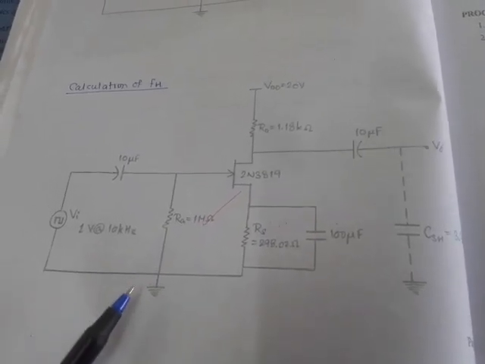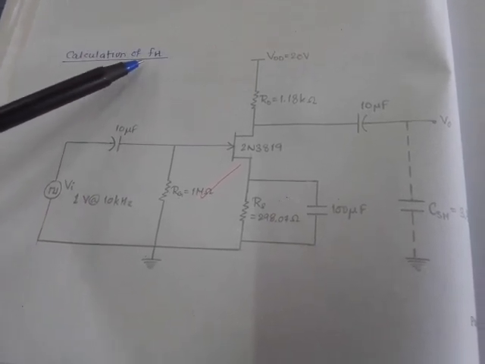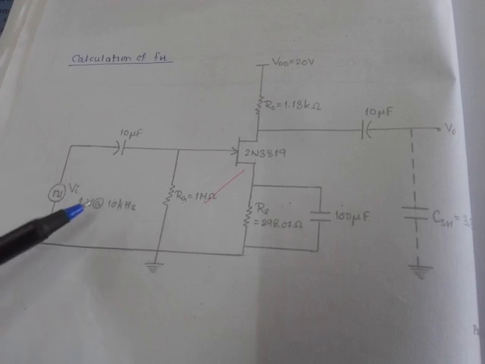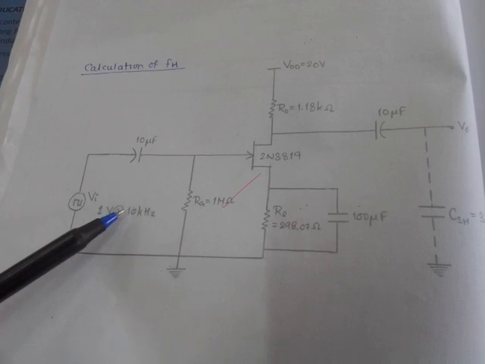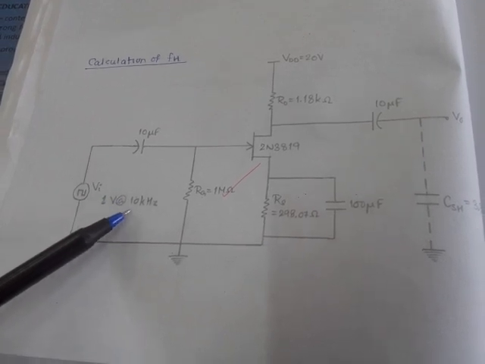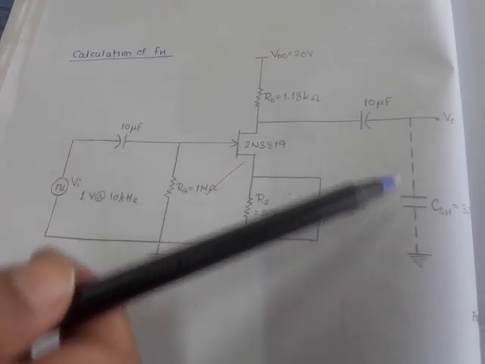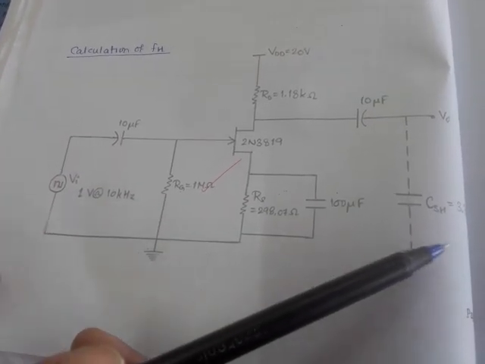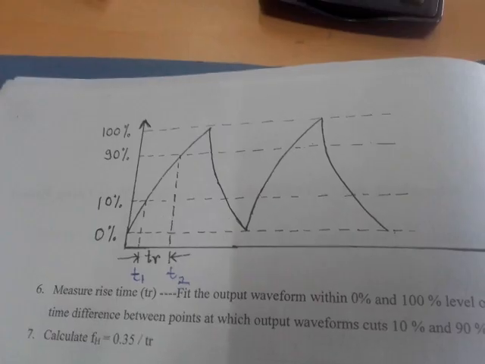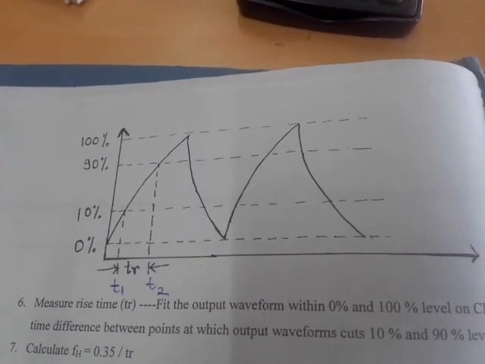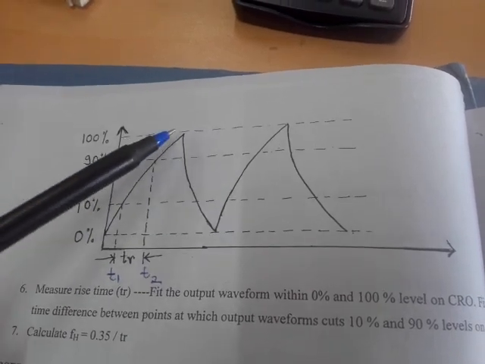Now this is the circuit to find out higher cutoff frequency, that is FH. The modification that we are going to do here is we are keeping the frequency of input signal as 10 kHz instead of 100 Hz, and also we are attaching shunt capacitance CSH at the output whose value is 3.3 nanofarad. Once you do connection like this, the waveform we are supposed to get is of this kind.